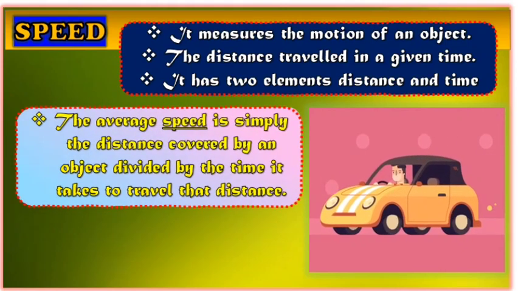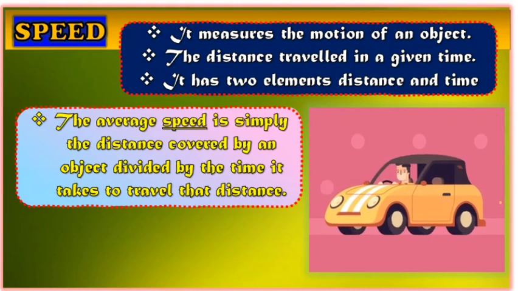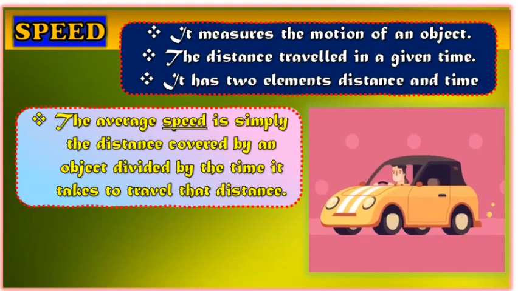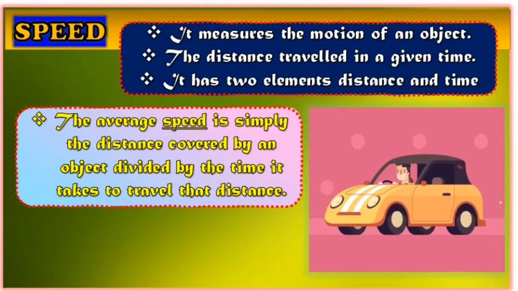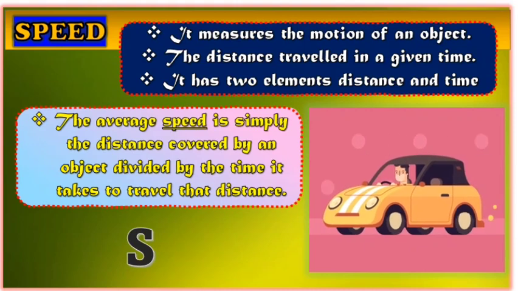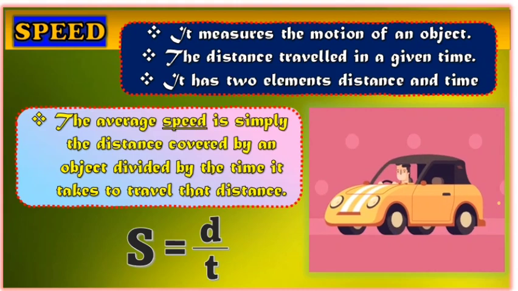So, the average speed is simply the distance covered by an object divided by the time it takes to travel the distance. So, yan yung kung paano natin makukuha yung speed ng isang object. Speed is equal to distance divided by time. So, the formula must be like this. We have the S, which is the speed, is equal to D for distance, divided by t for time. So that is the formula on how to get the speed of an object.